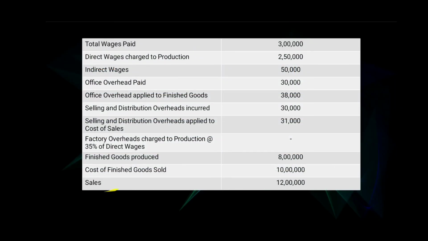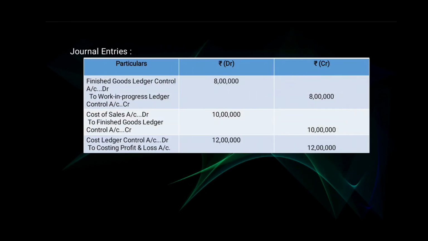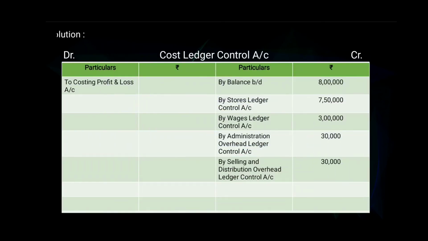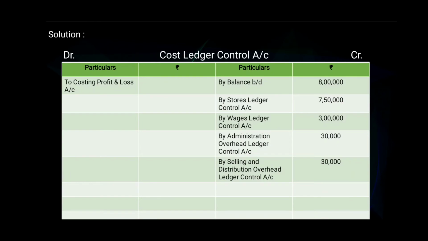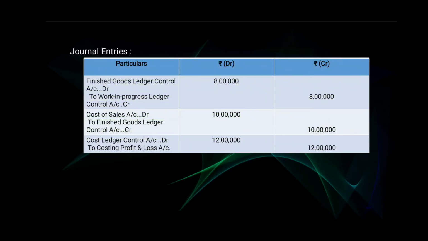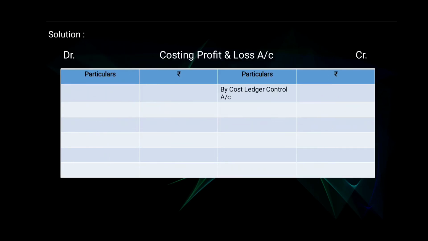Last is sales. Amount is given as 12 lakh. So journal entry we had recorded as cost ledger control account debit to costing profit and loss account. Amount is 12 lakh. So the first effect will give in cost ledger control account as, to costing profit and loss account, amount will be 12 lakh. And now the second effect will give in costing profit and loss account, by cost ledger control account, amount will be 12 lakh.